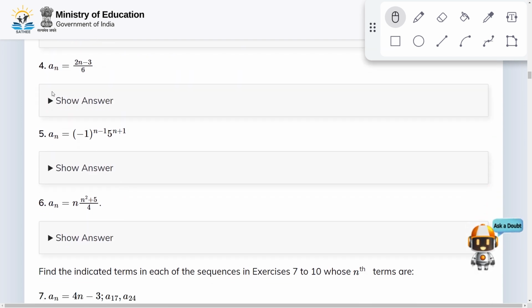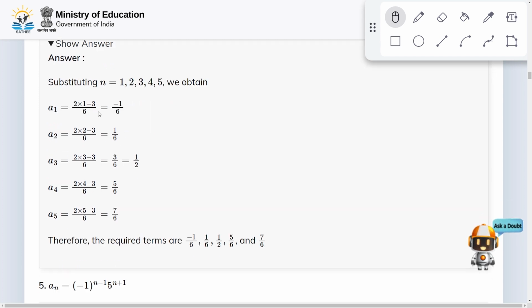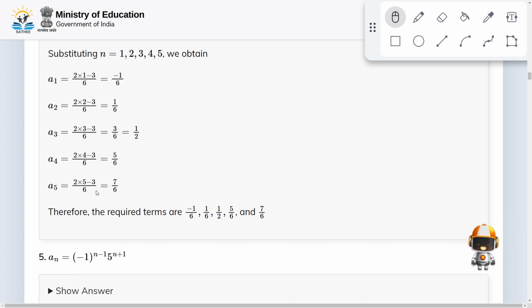Fourth, an equals 2n minus 3 by 6. This means A1 will be minus 1 by 6. A2 will be 1 by 6. A3 will be 3 by 6, or half. A4 will be 5 by 6. A5 will be 7 by 6.